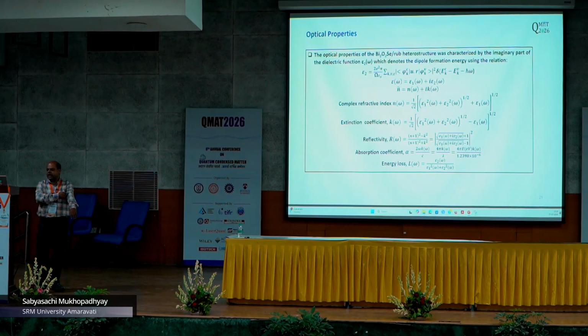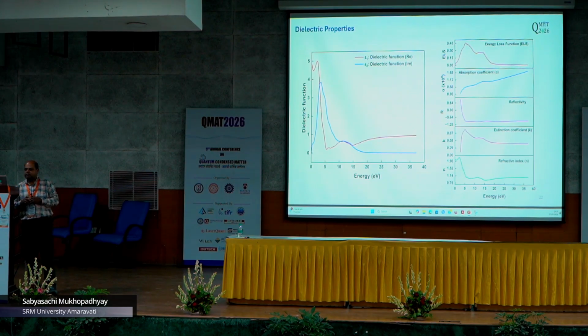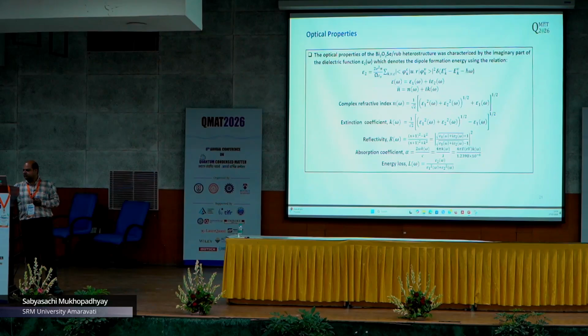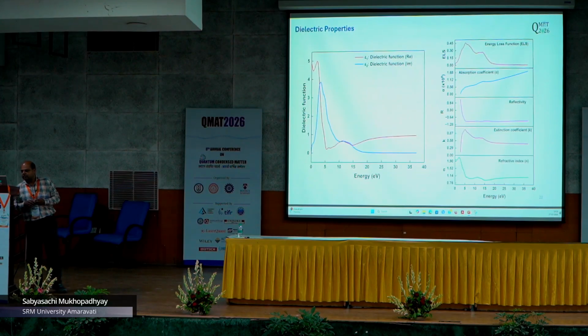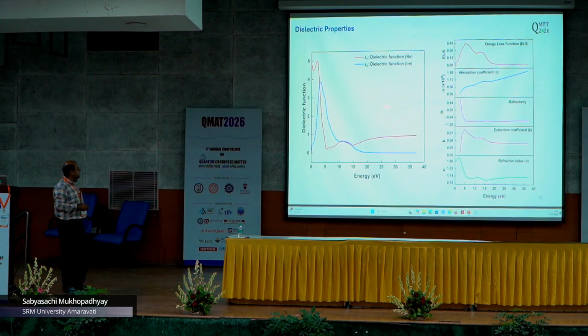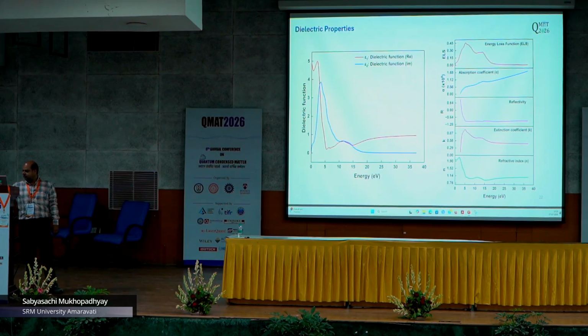So then we study the optical property in the DFT measurements, following what we find out. First we calculated the dielectric function of those materials following those relations, and then from the dielectric function, we calculated the energy loss function, absorption coefficient, reflectivity, extinction coefficient, and the refractive index of those materials at the interfaces.